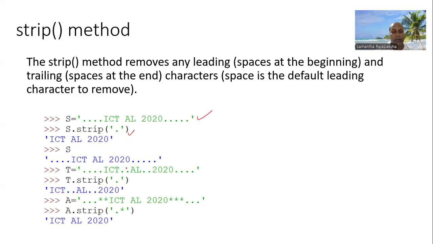And if I want to remove the dots from the beginning and end, you can use the dots here. You can see it removes the dots from the beginning and the end, but the dots in the middle will not be deleted. If I want to delete both dots and the star, you can write like this. And this will delete the dots and the star from the beginning and the end of the string, but not in the middle.